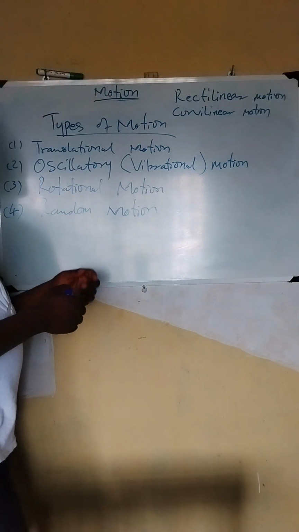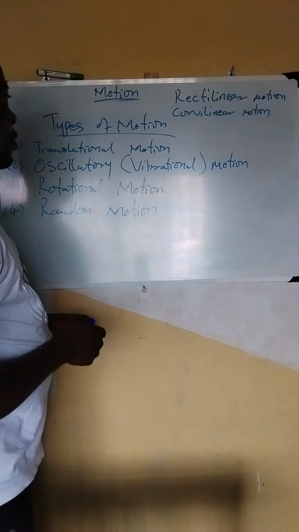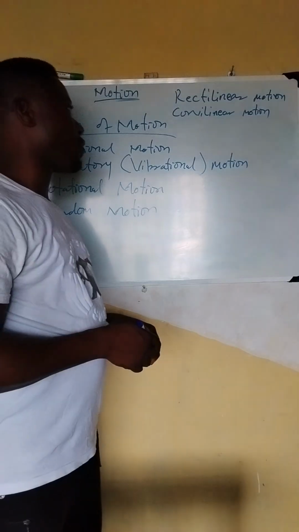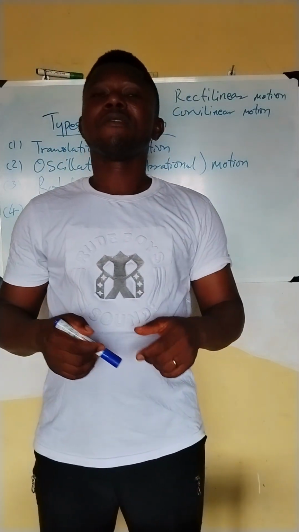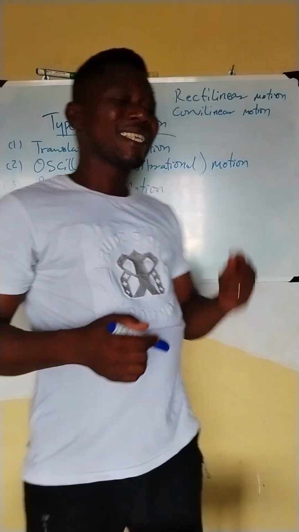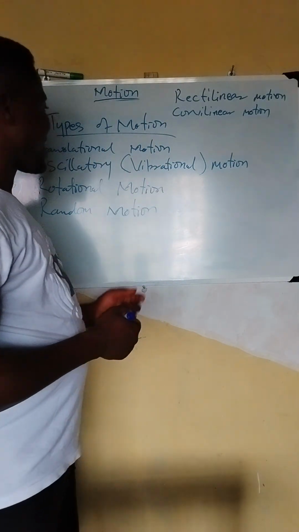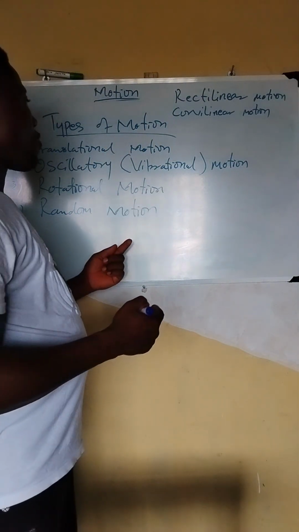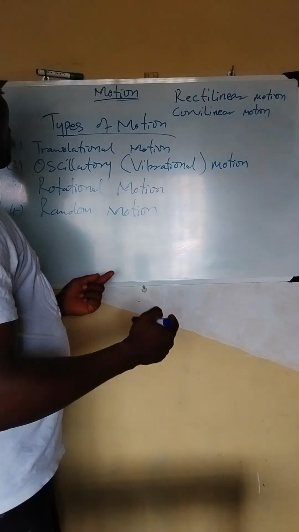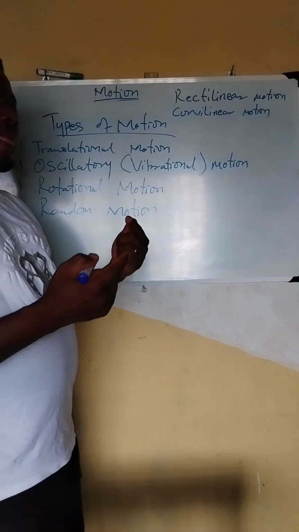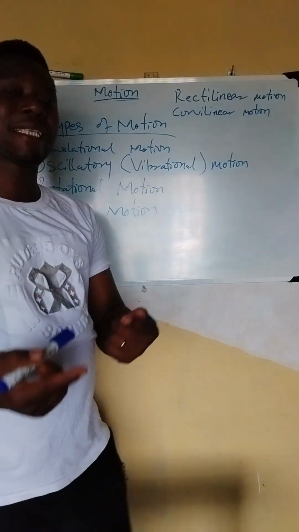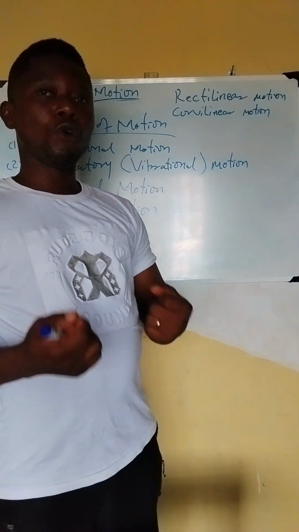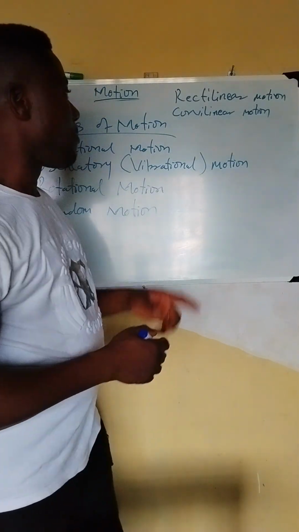Then the second one here is oscillatory, or you call it vibrational motion. This is a repeated to and fro motion about a mean position. A repeated to and fro motion about a mean position.